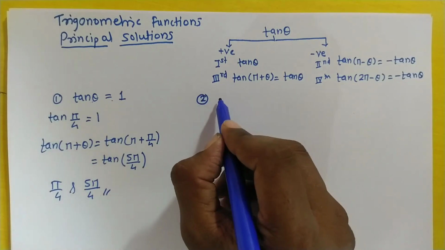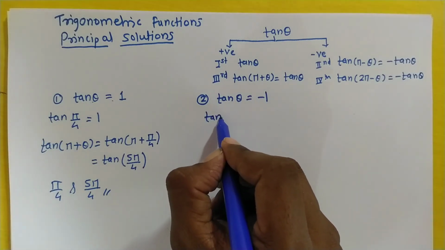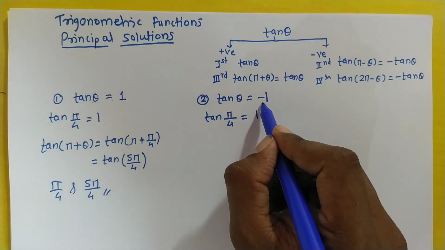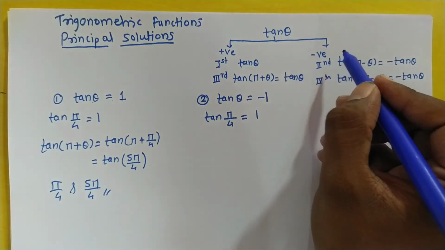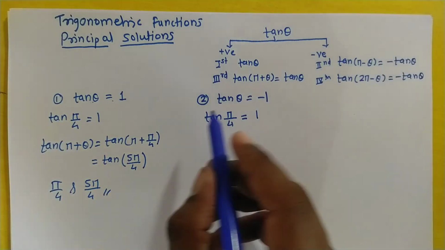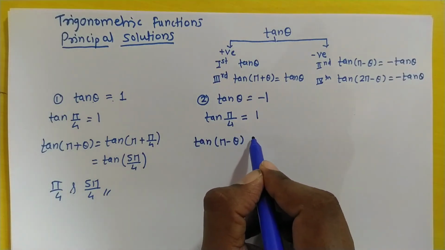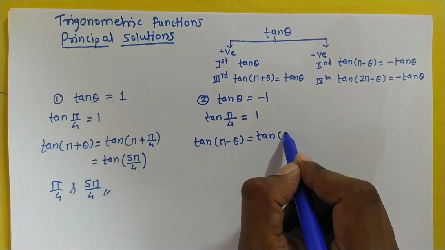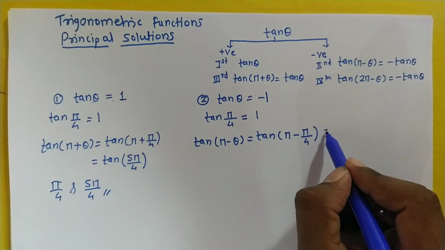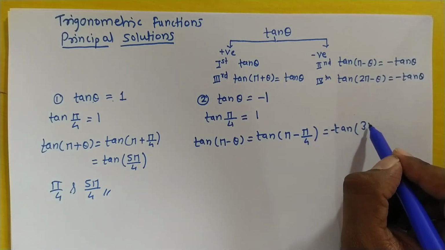Now we take the next example. tan θ = -1. We know that tan(π/4) = 1. Here a minus sign is present. We know that tan θ is negative in the second and fourth quadrant. So for that we take the second quadrant. tan(π - θ) = tan(π - π/4), taking the value of θ as π/4, so it is equal to -tan of 3π/4.